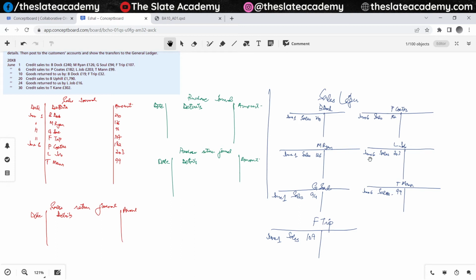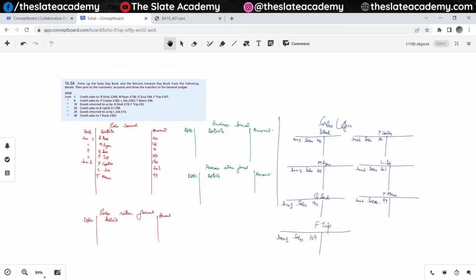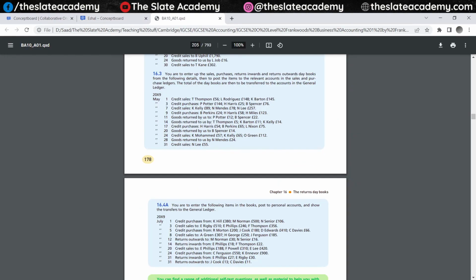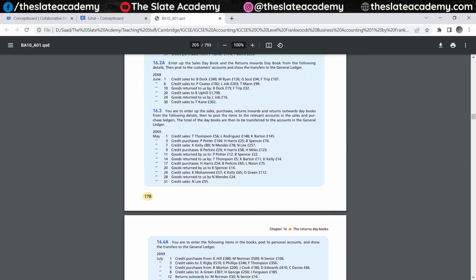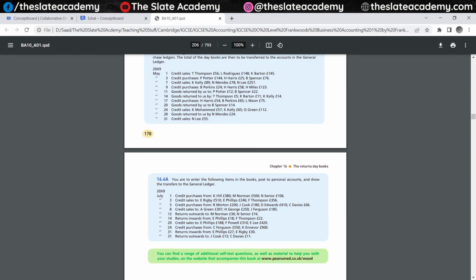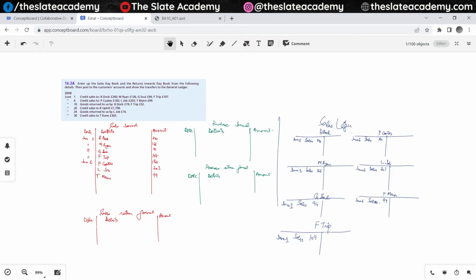Good. Goods returned to us by B doc. Why does this one have only the sales returns and sales there? In this particular question, the one we just did, there isn't a mention of the purchase journal. There isn't any purchase or purchase returns. Maybe in the next one they'll come in handy.